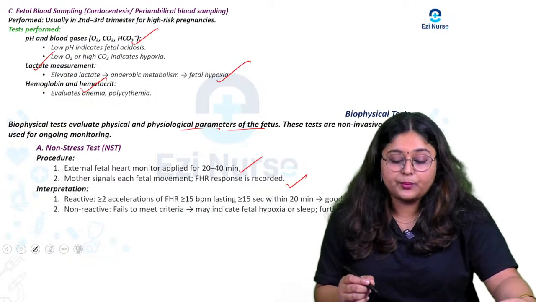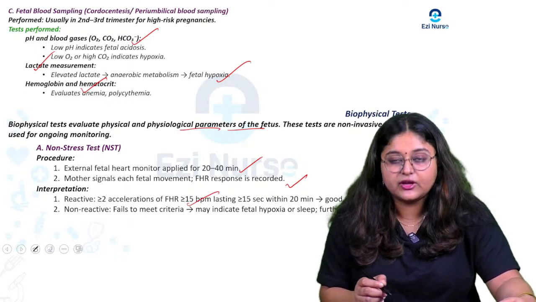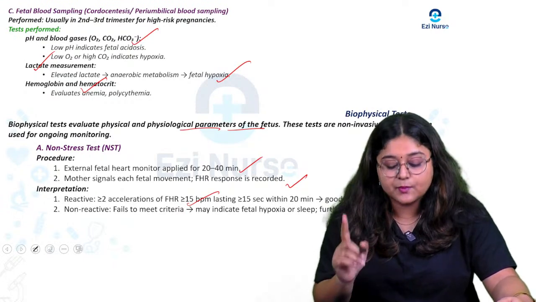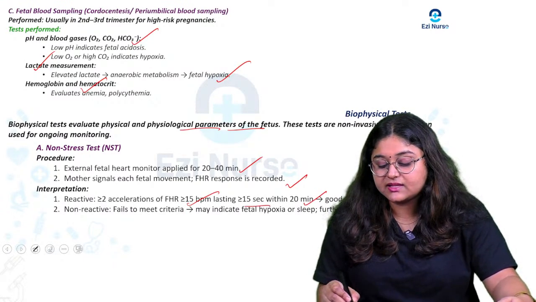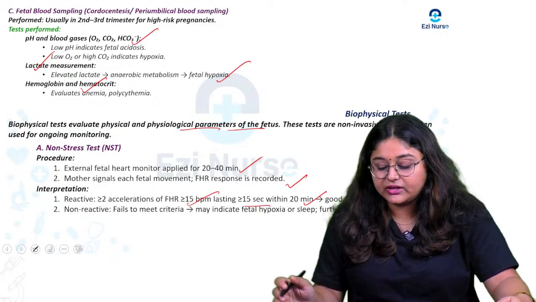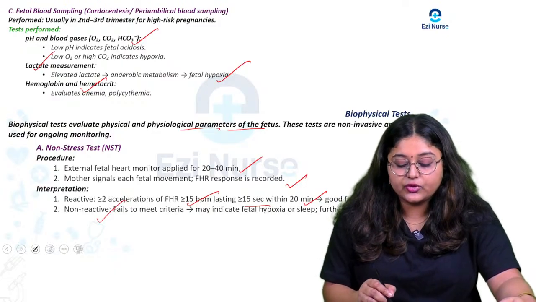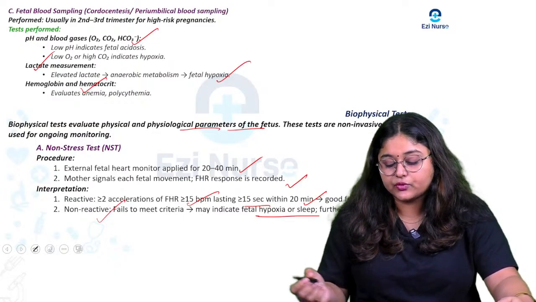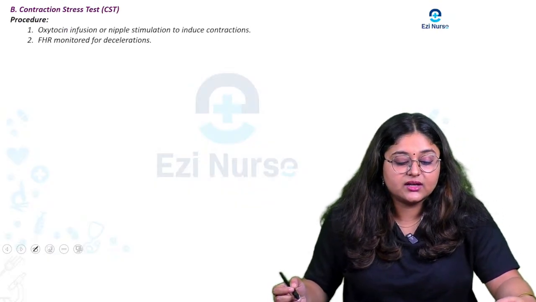Now come to the interpretation. Reactive means greater than or equal to 2 accelerations of the FHR of greater than or equal to 15 beats per minute, lasting greater than or equal to 15 seconds within 20 minutes, and it indicates good fetal oxygenation. Next is non-reactive, which means it fails to meet the criteria, and it may indicate fetal hypoxia or sleep. Further testing is required.